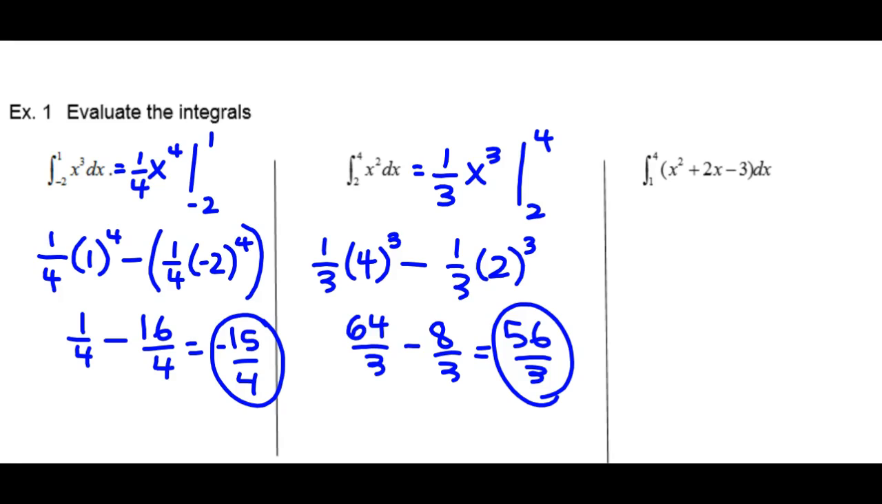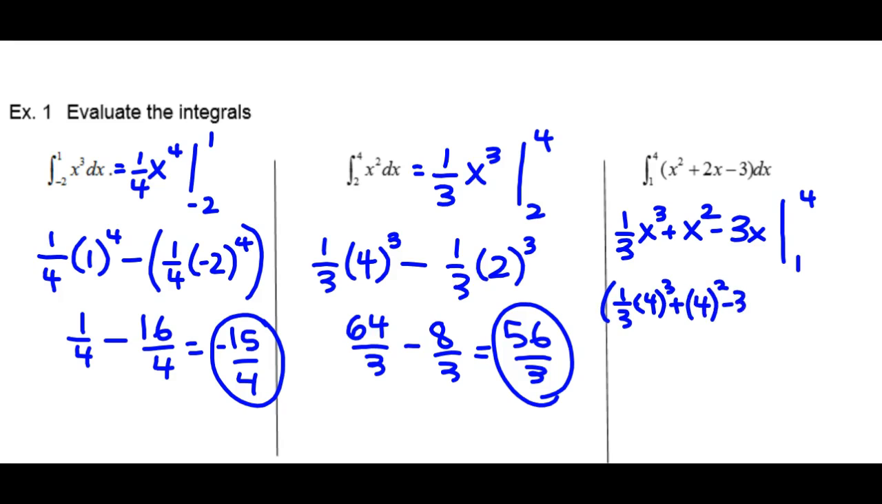Next one we have from 1 to 4 of x squared plus 2x minus 3. The antiderivative of that function is 1/3 x to the third plus 1x squared, because the 2's would end up canceling out, minus 3x. And I'm going from 1 to 4. Plug in 4, so I have 1/3 multiplied by 4 to the third plus 4 squared minus 3 times 4. And we are going to subtract what I get when I plug in 1.